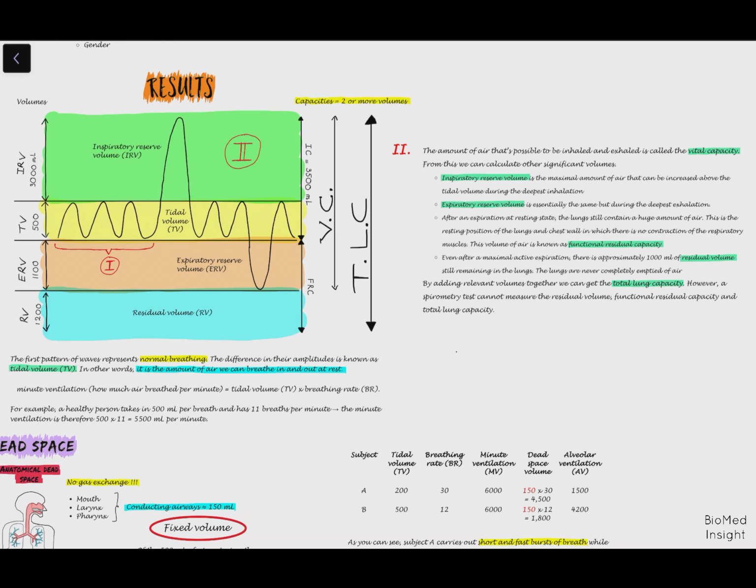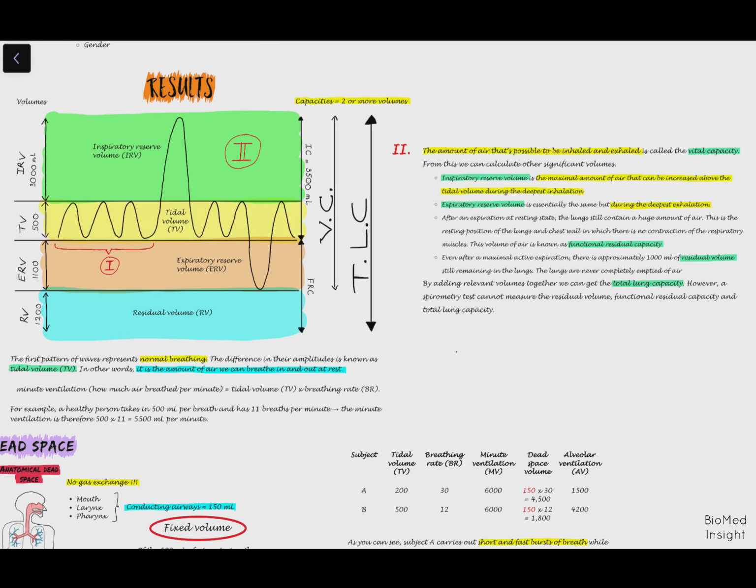Returning to the graph, the amount of air that is possible to be inhaled and exhaled is called the vital capacity. From this, we can calculate other significant volumes. Inspiratory reserve volume is the maximal amount of air that can be increased above the tidal volume in the deepest inhalation. Expiratory reserve volume is the same during the deepest exhalation. This is achieved through maximal active contraction of expiratory muscles.